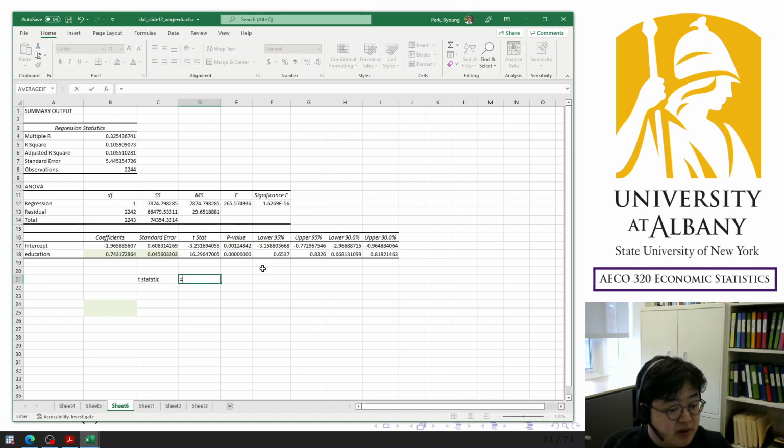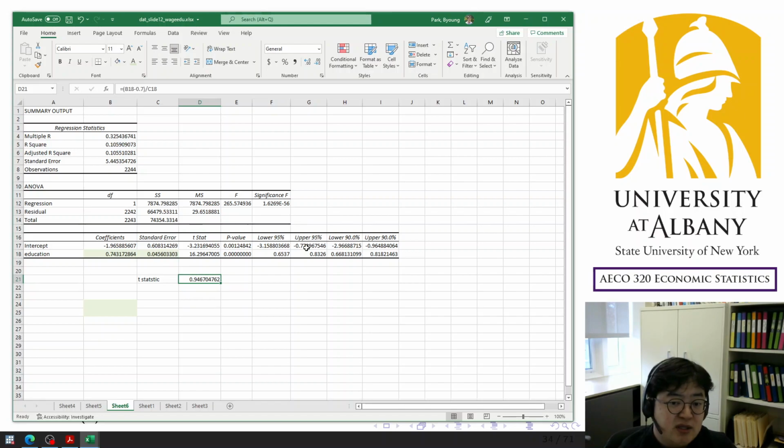So now we are going to start from the t-statistic. The t-statistic based on a different hypothesis is the point estimator minus your belief. Your belief is 0.7, so I subtract 0.7 and divide by the standard error. That is the new t-statistic. It is 0.946, so pretty much close to 0 relative to 16. 16 was a huge number, but now it is close to 0.